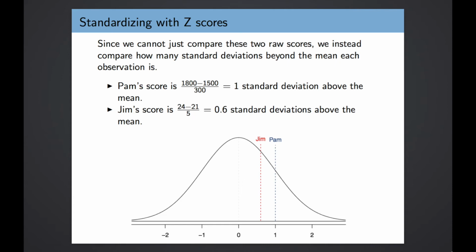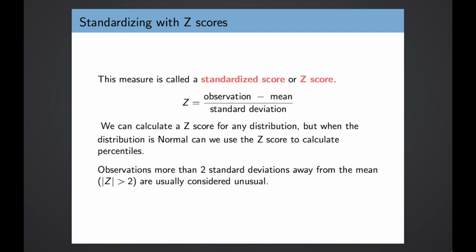Now the second student scored a 24, the mean was 21, and the standard deviation is 5. So we take 24 minus 21 divided by 5, and we find that this observation is 0.6 standard deviations above the mean. So if we look at a distribution, we can see that one of the students is 0.6 standard deviations above the mean, the other student is 1 standard deviation above the mean. So the student who took the SAT has actually done better in the grand scheme of things than the student who took the ACT.